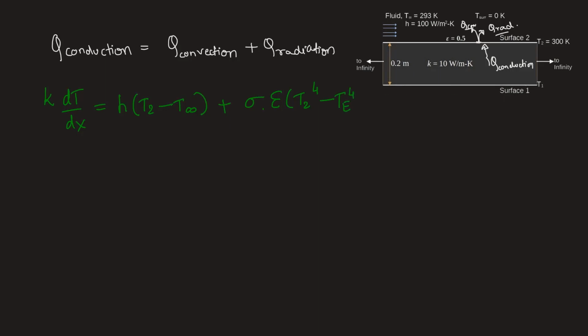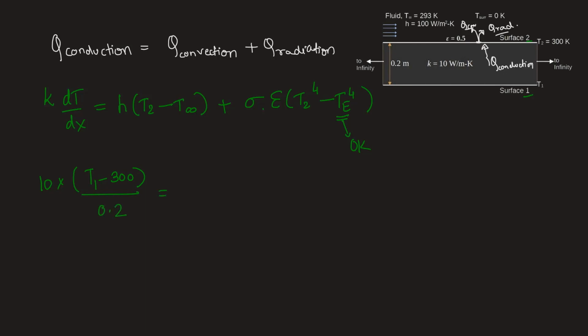Because they have mentioned that the radiative heat transfer takes place with very large surroundings from surface 2 at 0 Kelvin, this temperature TE is 0 Kelvin, which is given. Let's substitute all the values here. K is given to be 10 watt per meter Kelvin into dT, which is nothing but the difference between surface 1 and surface 2's temperature. So we can write it as T1 minus T2, and T2 is given to be 300 Kelvin, divided by dx, the thickness of the slab, which is 0.2.